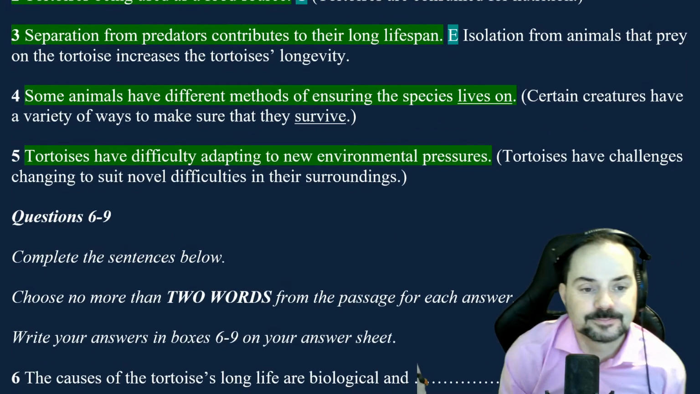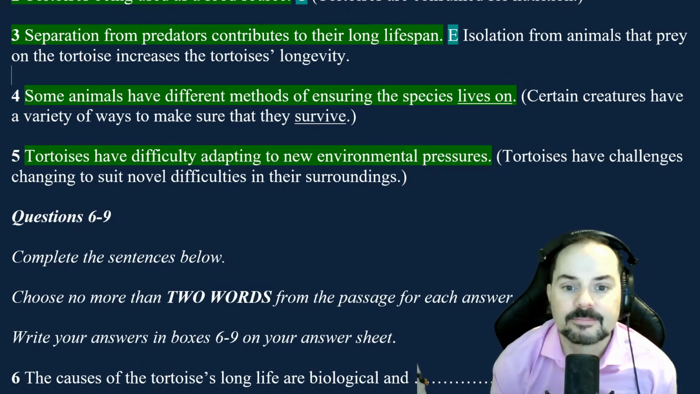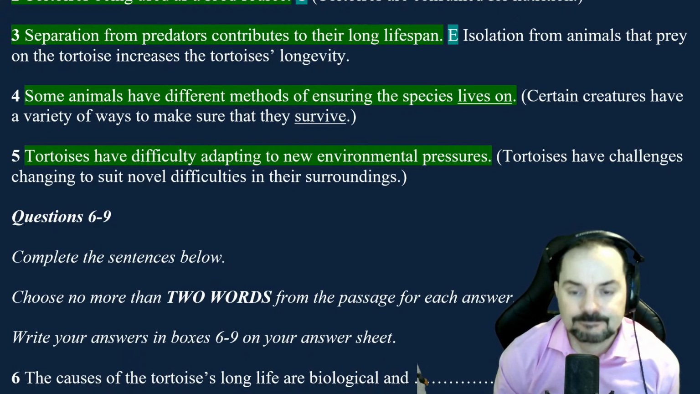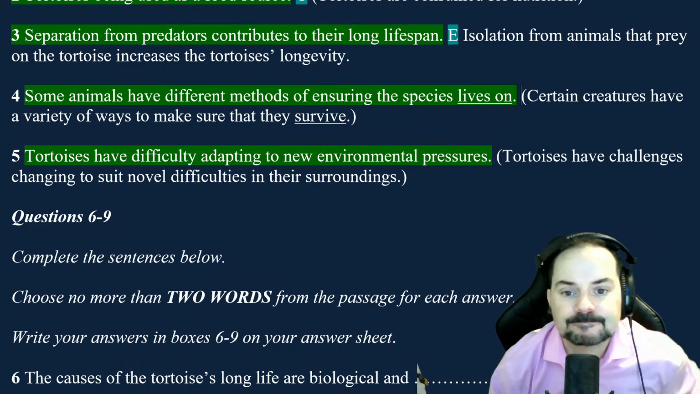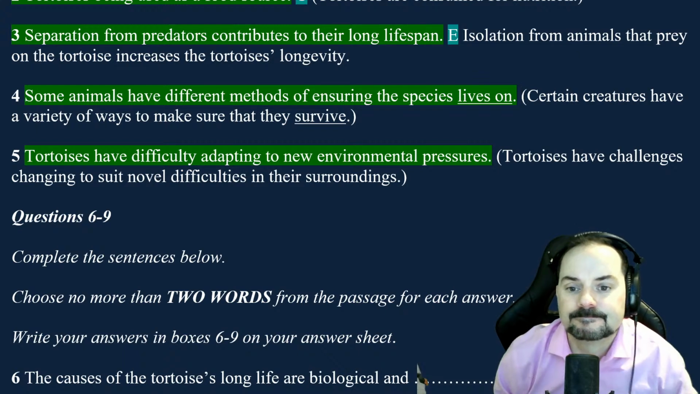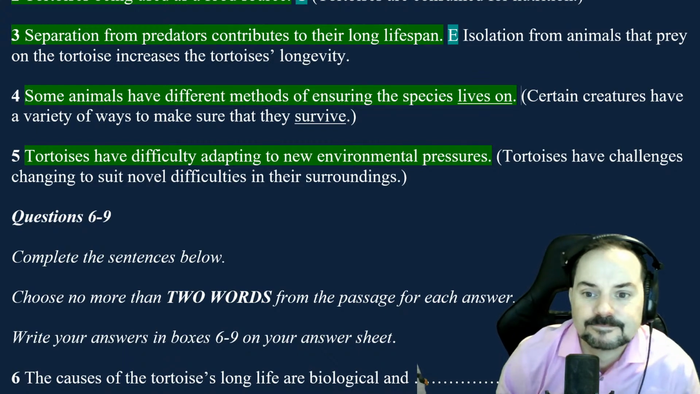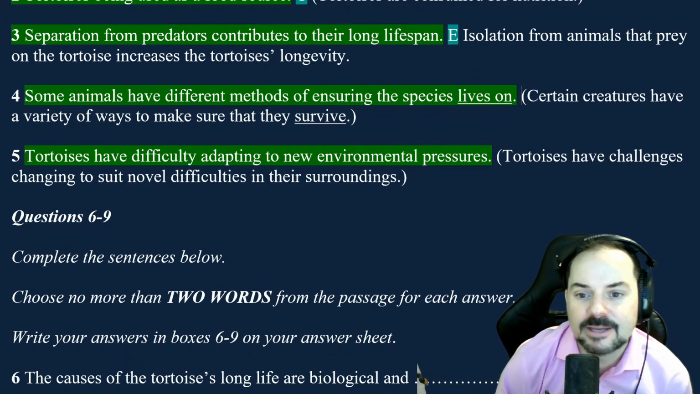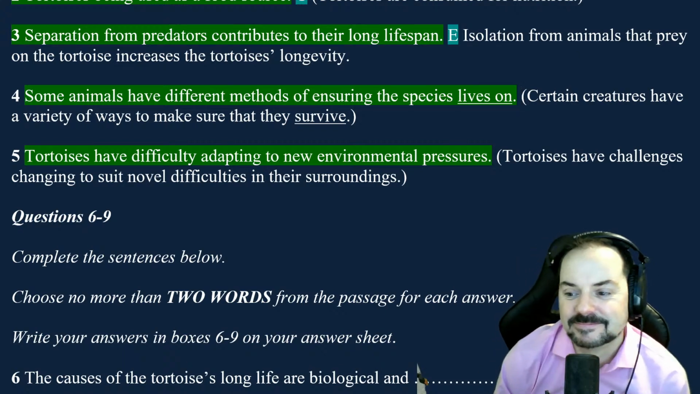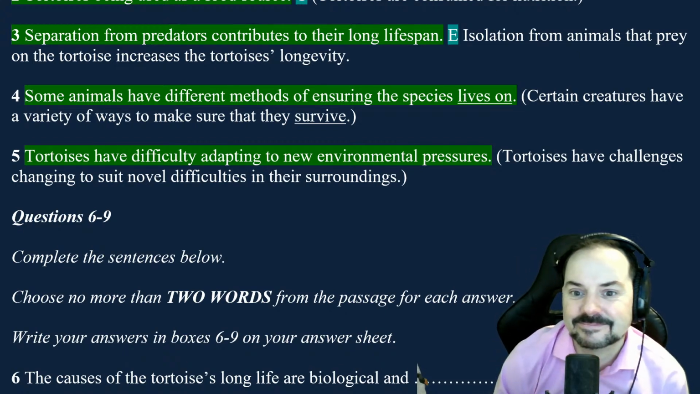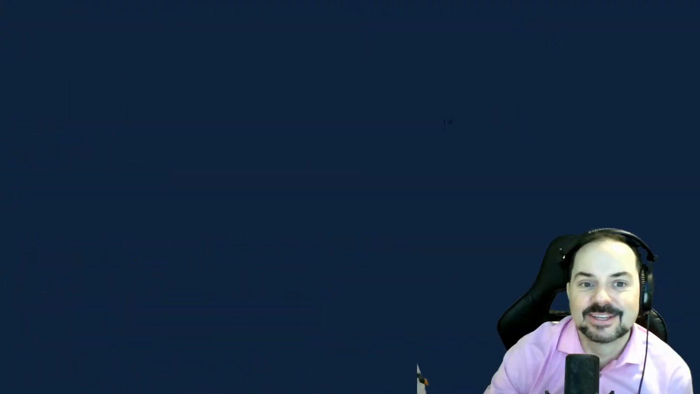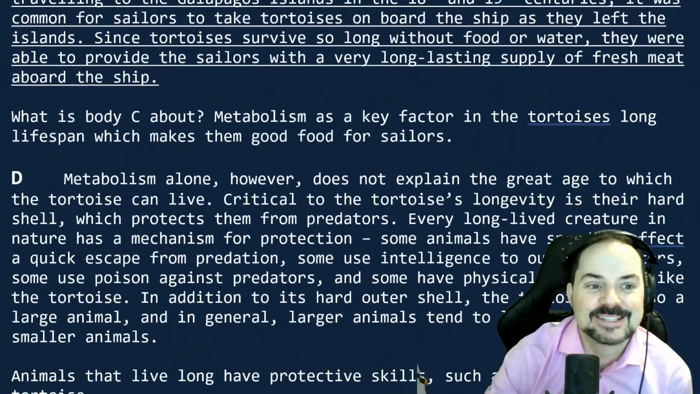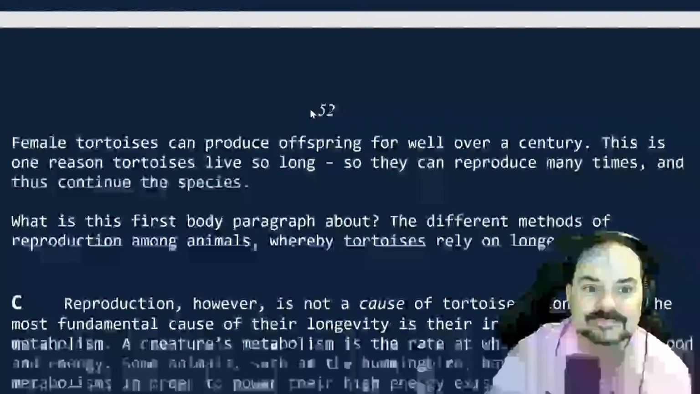Keep going. Some animals have different methods of ensuring the species lives on. Creatures make sure that they survive. Oh my goodness. Remember the baby. I think it is in letter B. B or C. Okay, let's take a look at that. All right. So creatures survive.